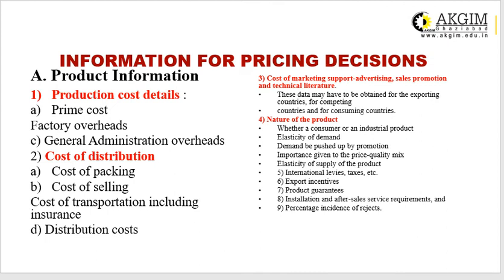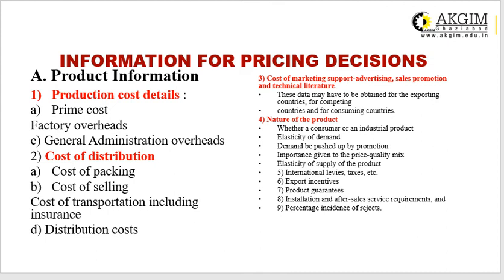It has to cover the post production cost details like the prime cost that is required for producing the product, the factory overheads, the general administrative overheads. Then you talk about the cost of distribution, which actually includes the cost of packing, the cost of selling the product, the cost of transportation, including the insurance, the distribution cost. So these are all the costs about the product. Then we have the cost of marketing, support, advertising, sales promotion, technical literature. These data may have to be obtained for the exporting countries, for competing countries, and for consuming countries as well.